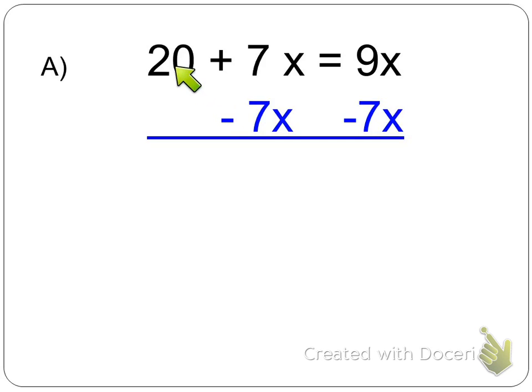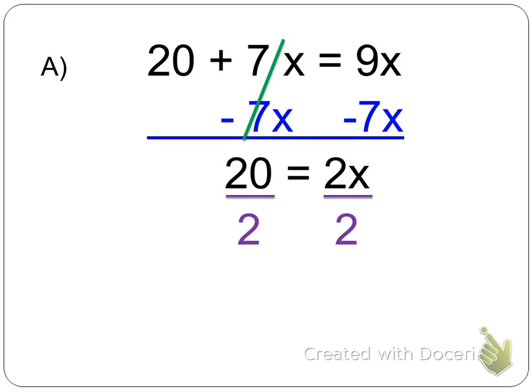Every year I see someone try to do 20 minus 7 and say 13 or something crazy like that. Once from the left where you see the x's, once from the right where you see the x's. They have to be like terms. So that is going to leave us with 20 equals 9x minus 7x, which is 2x. Any questions so far? From here, we're going to divide both sides by 2. That leaves us with 10 equals x, but we would write it as x equals 10.